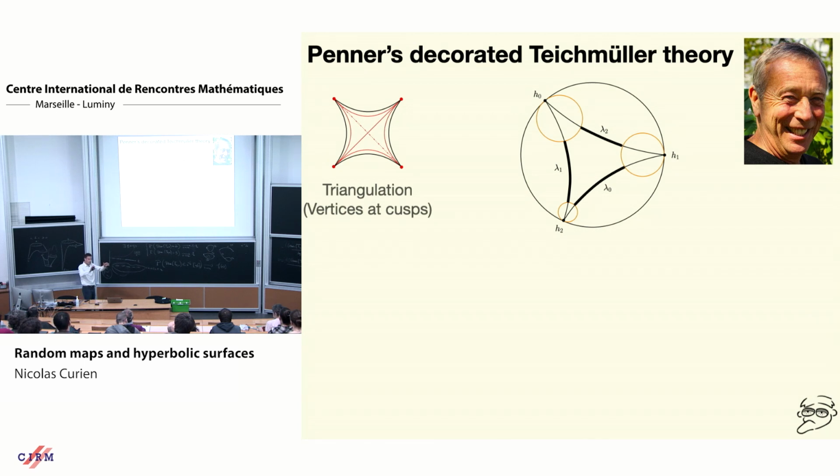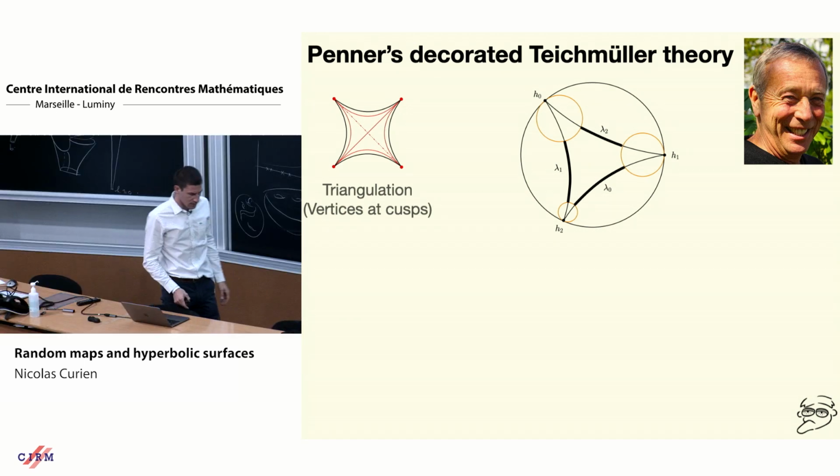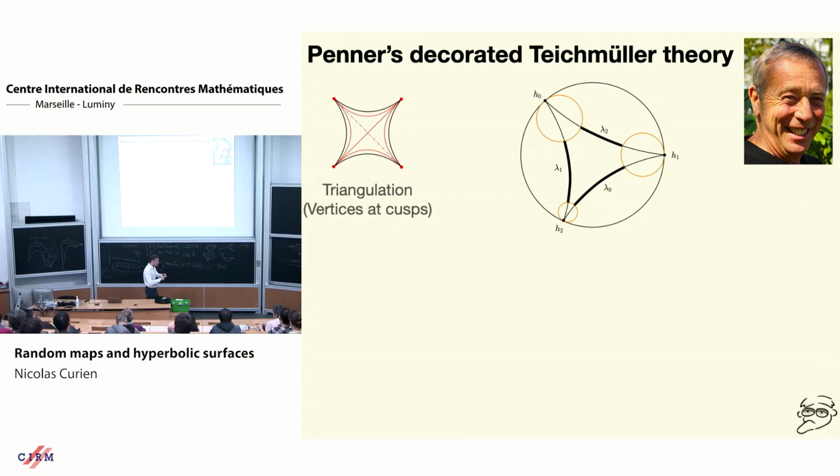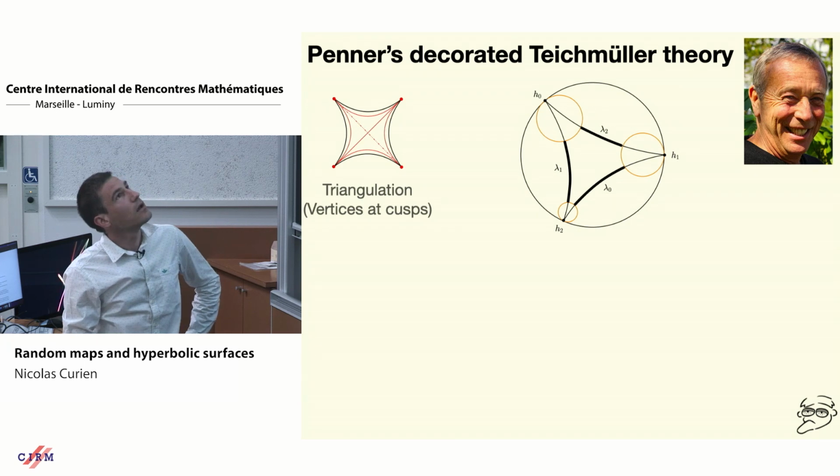Again, for concreteness, let me stick to the genus 0 case with punctures. So you have a hyperbolic surface here with 4 punctures, and we will triangulate those surfaces with vertices at the point at infinity, at the cusps. Forget that for one minute. I just need to introduce the lambda length coordinates in Penner's language.